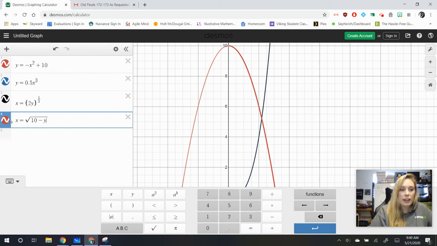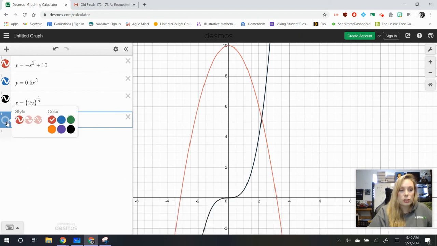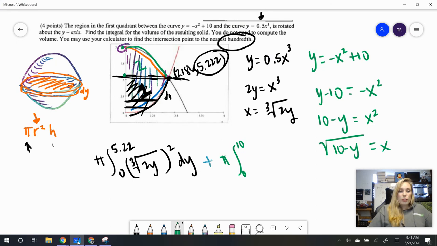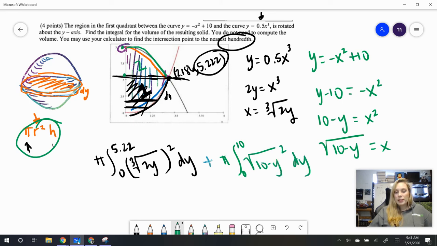And it looks like that line, let's change colors to make this a little bit easier to see. Let's make it green. That green does fall directly on top of the piece of the red that we wanted. So now we'll just follow this equation. We have the pi. We know what our r is. We're going to square it, and then dy is our height.